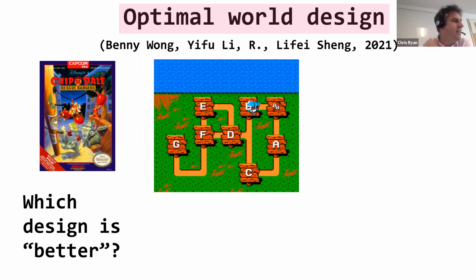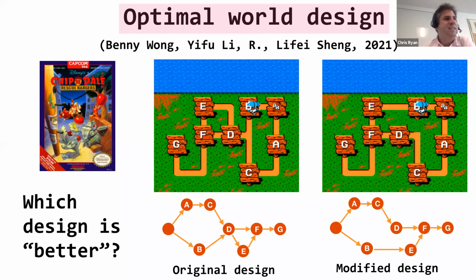This is one of my favorite games when I was a kid. It's called Chip and Dale Rescue Rangers. And I remember having the distinct question. This is the way they arrange the levels. And this seemed very, very strange to me that they would arrange the levels like that. And I wondered, like, why don't they just arrange it like this?